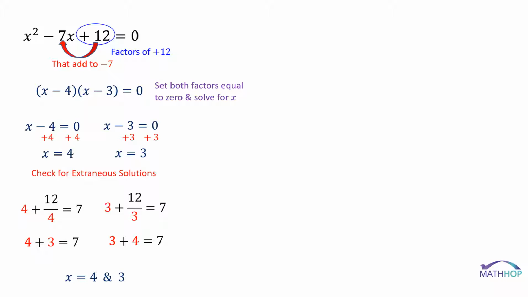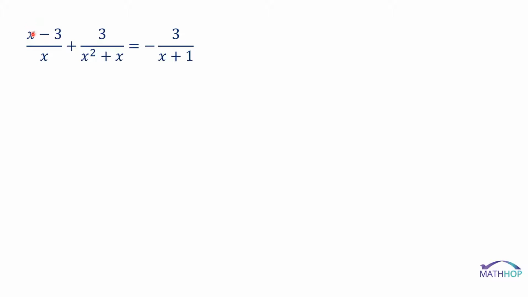Not bad. Let's try one that's a little more involved. So here we have x minus 3 over x plus 3, over x squared plus x, equals negative 3 over x plus 1. You will see they do this a lot. If you look at my denominators, I have 3 different denominators, but 2 of the denominators multiply to give me the third. Well, that very clearly means that this third one is my lowest common denominator.